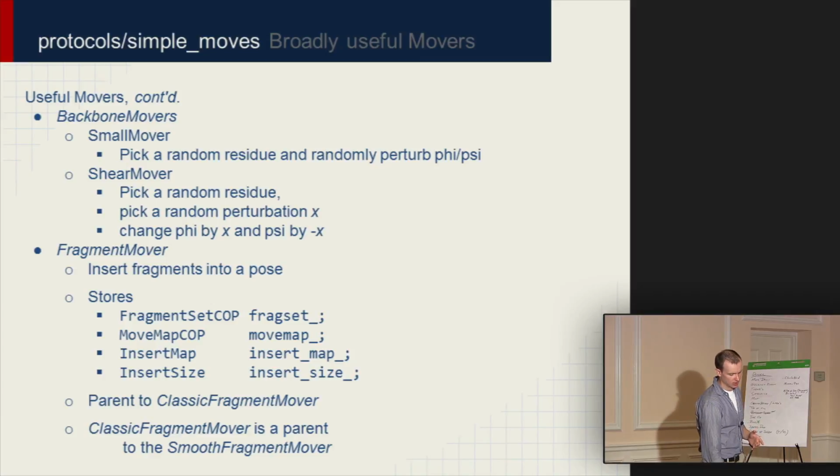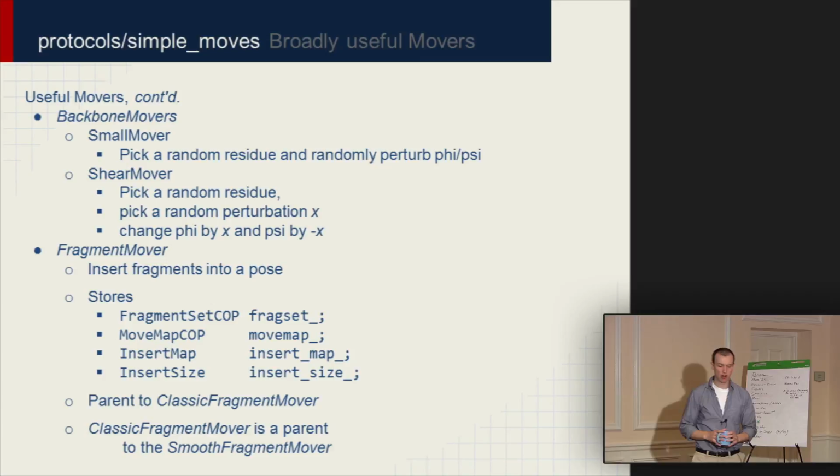In fact, the fragment mover contains a fragment set. You can see where this class lives in core fragment. It has a move map, so it accepts from the user some description of where it's allowed to make fragment insertions and where it's not allowed to make fragment insertions. It has an insert map. I'm not sure what that is, but from the pound includes, you can go and find out what that is. It has an insert size. I'm not entirely certain what that is either. So this fragment mover class is a parent class to the classic fragment mover.